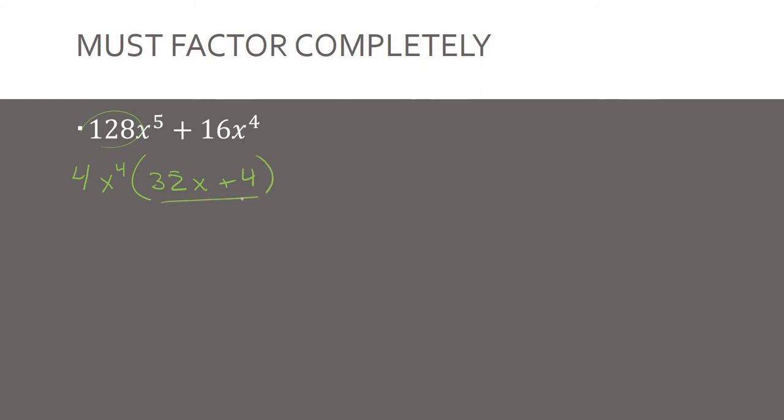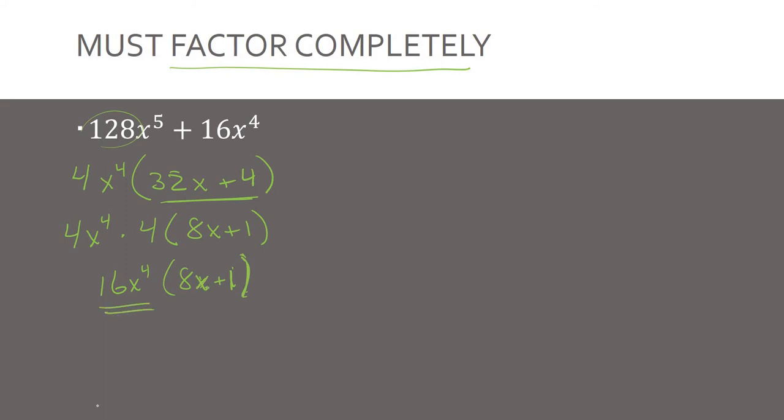Now when I look at this binomial, I can see that there is another common factor that I missed. And to factor completely, each binomial has to have all of the common factors pulled out. So 4x to the 4th, then I'm going to pull out another 4. That leaves me with 8x plus 1. 4 times 4 is 16. I can multiply these back together so that my monomial now is in fact my greatest common factor. Okay? All right, let's look at a couple other little things here.